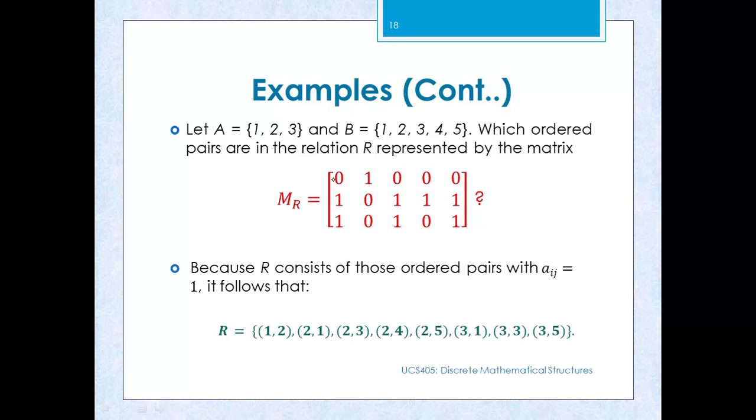So, here obviously you can say that this entry is 1, so the ordered pair here will be (1, 2). The next entry that is 1 here is (2, 1), so it will be (2, 1). Next entry (2, 3). So, in this way we can write all the ordered pairs that are represented through this matrix, right?